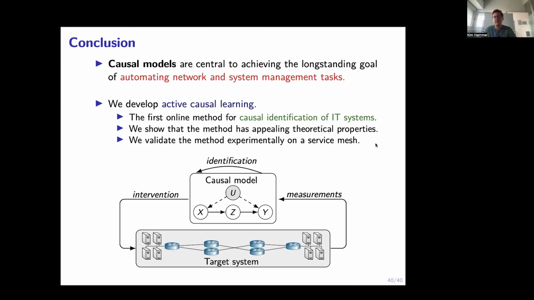And we have shown that this method has appealing theoretical properties, and we have also validated it experimentally on a service mesh.